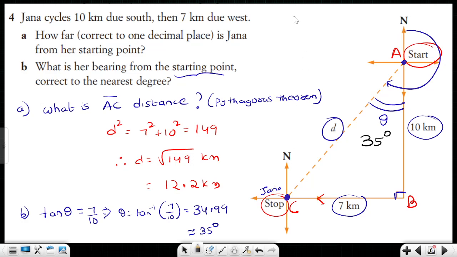So now if you want the bearing, we should add 180, because this angle is 180, right? Add 180 to 35. So 180 plus 35 is going to be 215 degrees. Therefore, the answer for the B bit is 215 degrees. After noting this, please check the key whether our answers are correct or wrong.